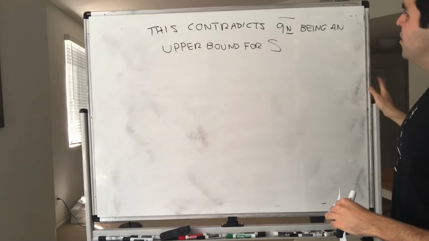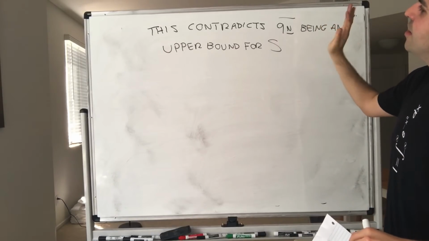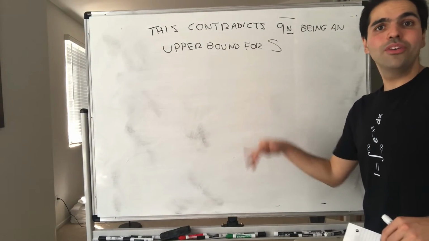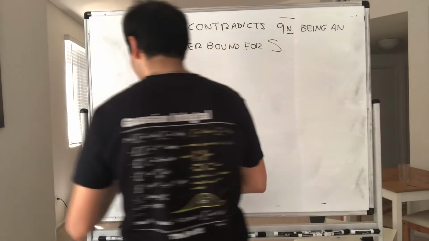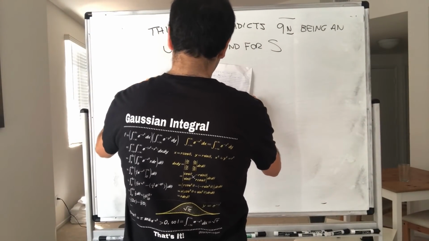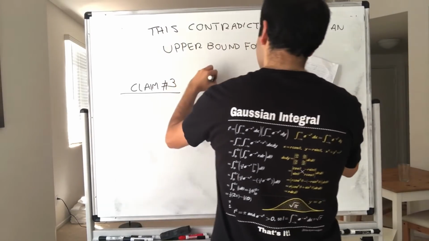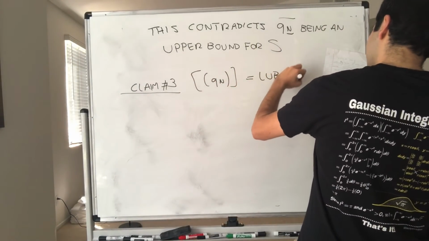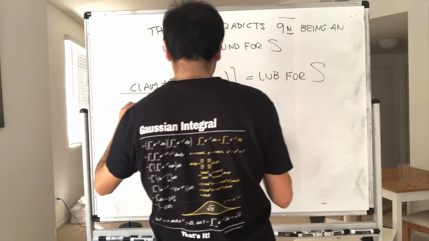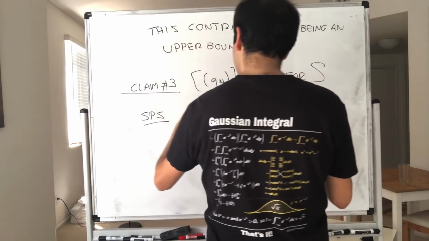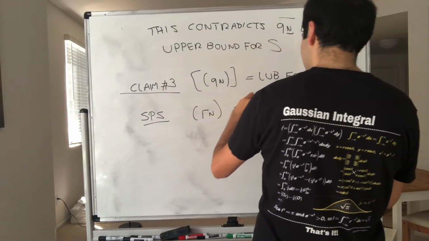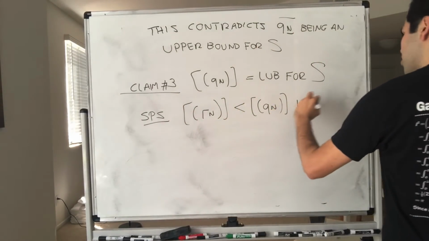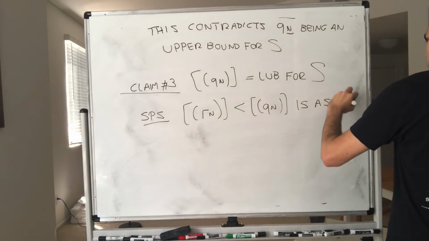But now we need to show that it's a least upper bound. So claim number 3. Qn is really the least upper bound for S. What does that mean? Well, suppose you have a smaller upper bound, so Rn less than Qn is a smaller upper bound, and we want to find a contradiction.